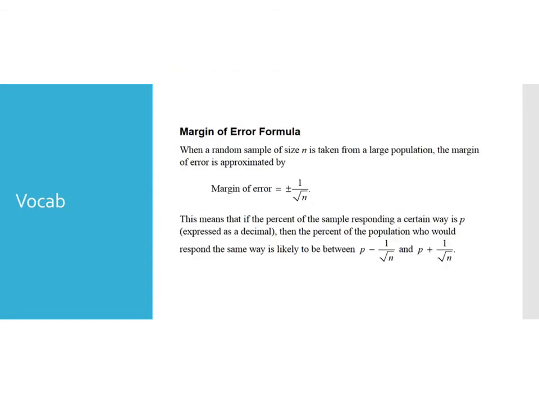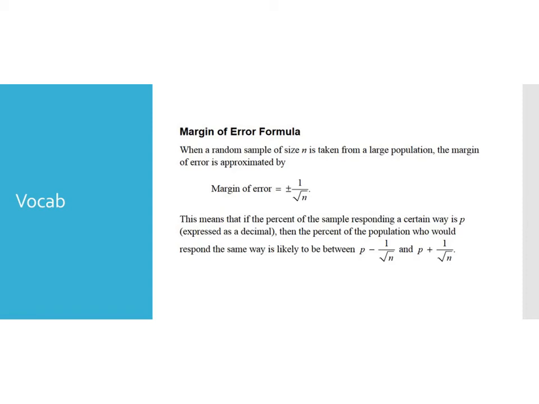The last thing we're going to talk about today is margin of error. Sometimes when you see a number given out in the news or in the newspaper, they will say there's a 30% chance of this thing happening, give or take 5% or whatever. So that give or take is called your margin of error.